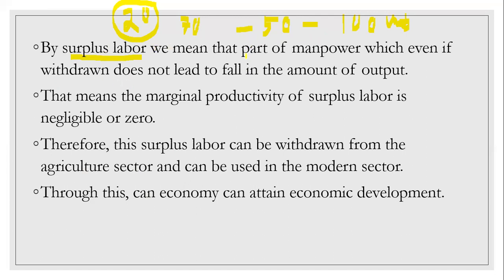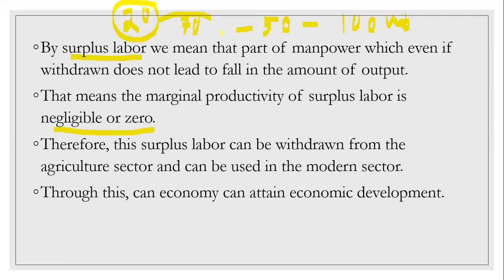That means by surplus labor, we mean that part of the labor power which, if we withdraw that labor, will not lead to a fall in the amount of output. So that's the meaning of surplus labor. Surplus labor is that part of the labor which, even if withdrawn, does not lead to a fall in the amount of output. That means the marginal productivity of surplus labor is negligible or zero, because these 20 units of labor are excess here.